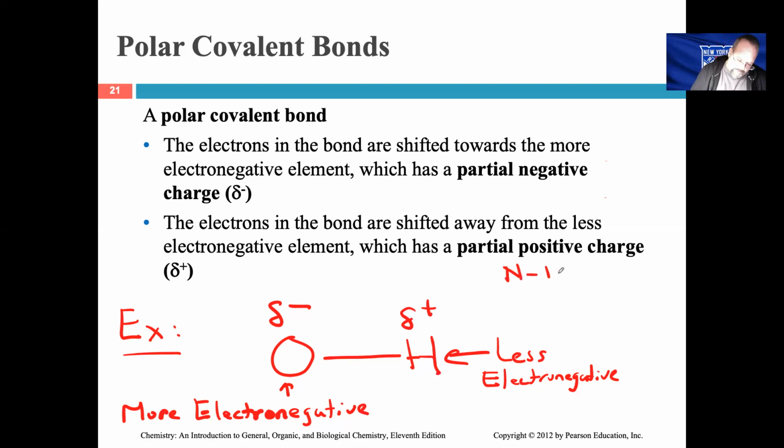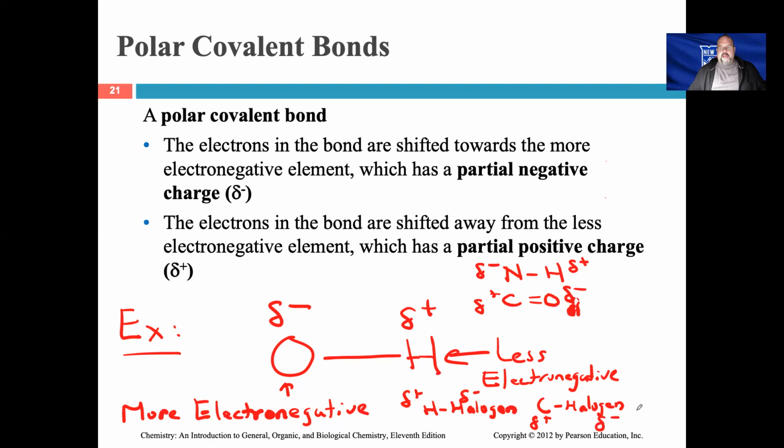Other ones that I think you should be familiar with coming out of the course: N–H, where the nitrogen is partial negative and the hydrogen is partial positive. C double bond O, where the carbon is partial positive and the oxygen is partial negative. You can also have hydrogen to halogen, or carbon to halogen, where both the hydrogen and the carbon would essentially have partial positive charges, and the halogen would have a partial negative charge.